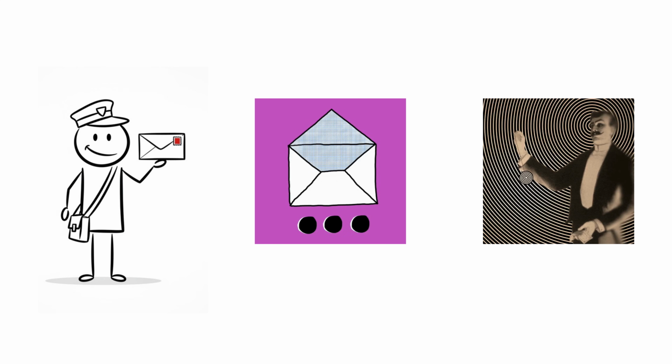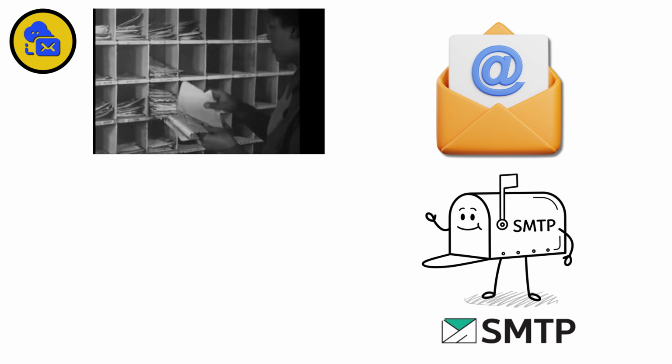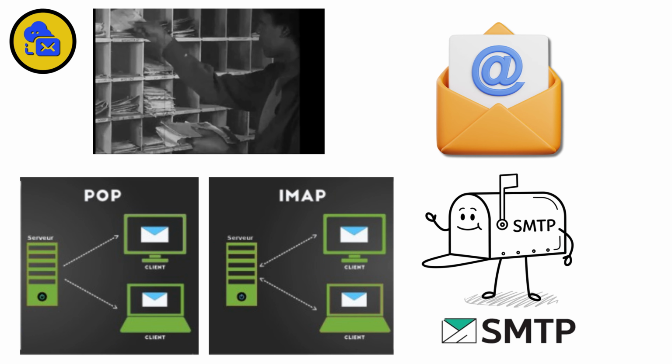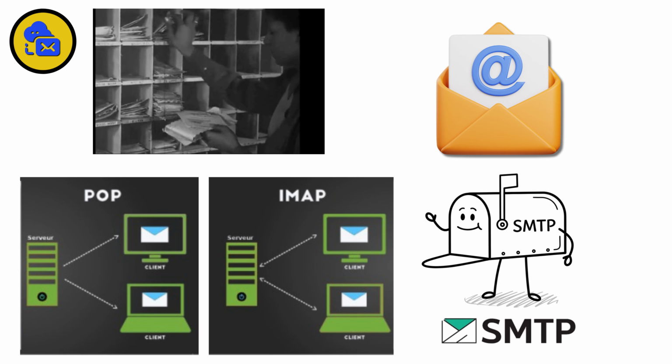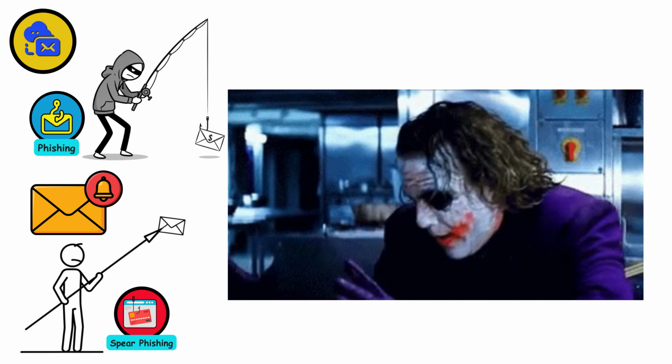Next, email, where the mailman might also be a hypnotist. SMTP/email protocols, the shady post office. Emails are basically digital letters, delivered by SMTP and fetched with IMAP or POP. But hackers love emails more than kids love candy. Phishing, spear phishing, and business email compromise are all fancy ways of saying, hey, let's trick people into giving us money or secrets. Picture this, you get an email that looks like your boss asking for urgent files. You panic, click, and suddenly, you're the star in a hacker sitcom.